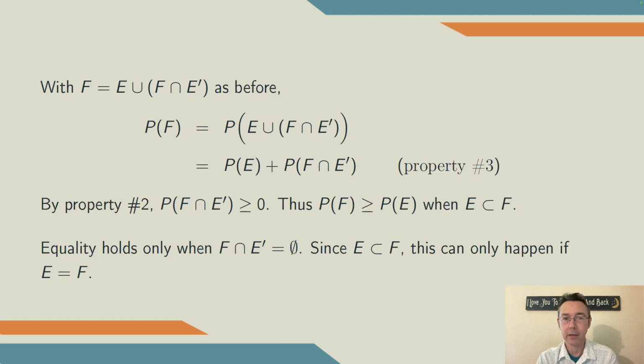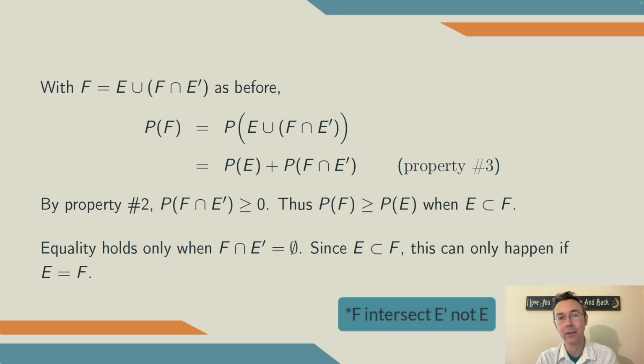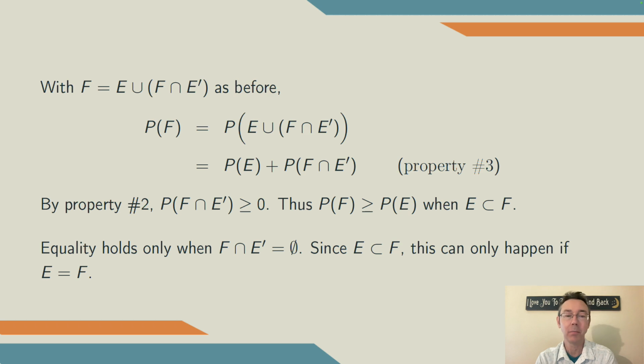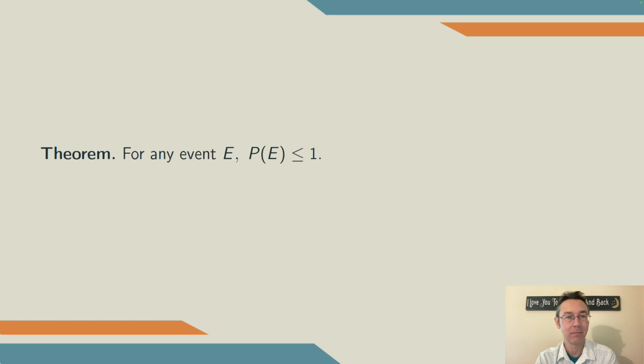A bit more specifically, we are going to say that the probability of F is equal to the probability of E plus the probability of F intersect E prime. Now by property 2, that last probability, the probability of F intersect E prime, has to be greater than or equal to 0. Therefore the probability of F is greater than or equal to the probability of E, which is what we are trying to show. Also notice, by the way, that equality here is going to hold exactly when F intersect E prime is the empty set, so the probability of F intersect E prime is 0. In other words, this can only happen if E and F are exactly the same set.